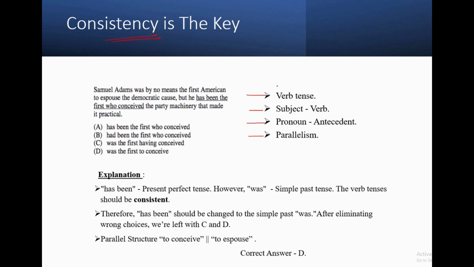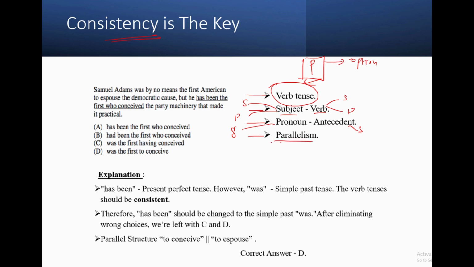So, for example, in the verb tense cases, if the passage already maintains a tense, then your answer option should maintain the same tense, right? That would mean consistency along the verb tenses. Subject-verb agreement: if the subject is singular, your verb must be singular. If the subject is plural, your verb must be plural. This is called consistency. The same is the case with pronoun antecedent. If the pronoun is singular, the antecedent is also singular. And if the pronoun is plural, the antecedent is also plural.